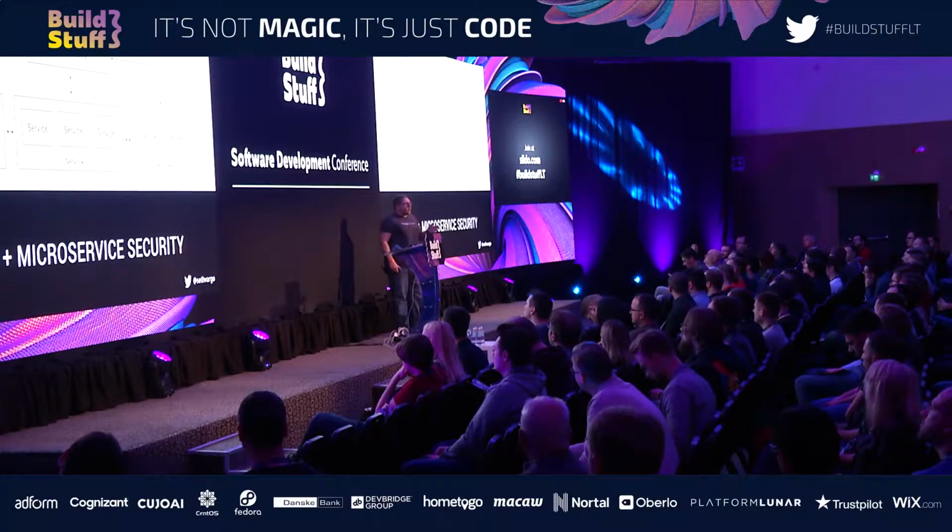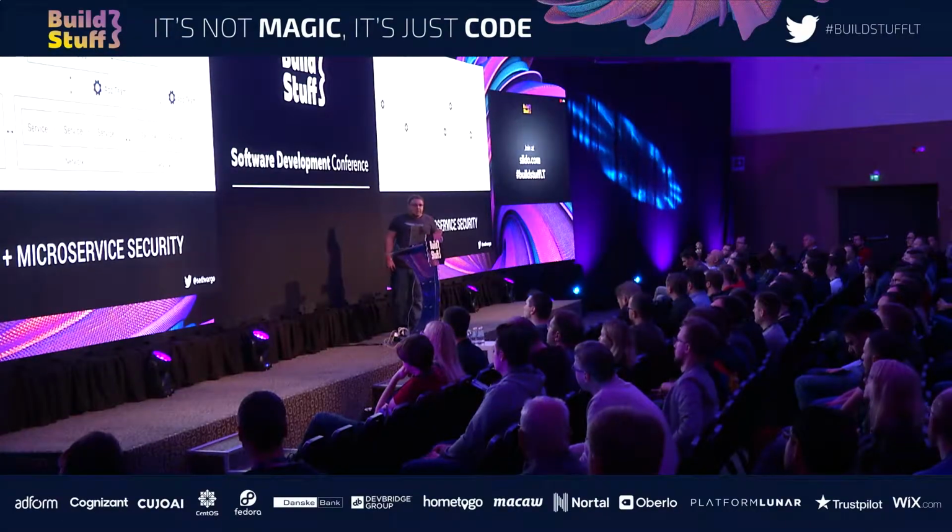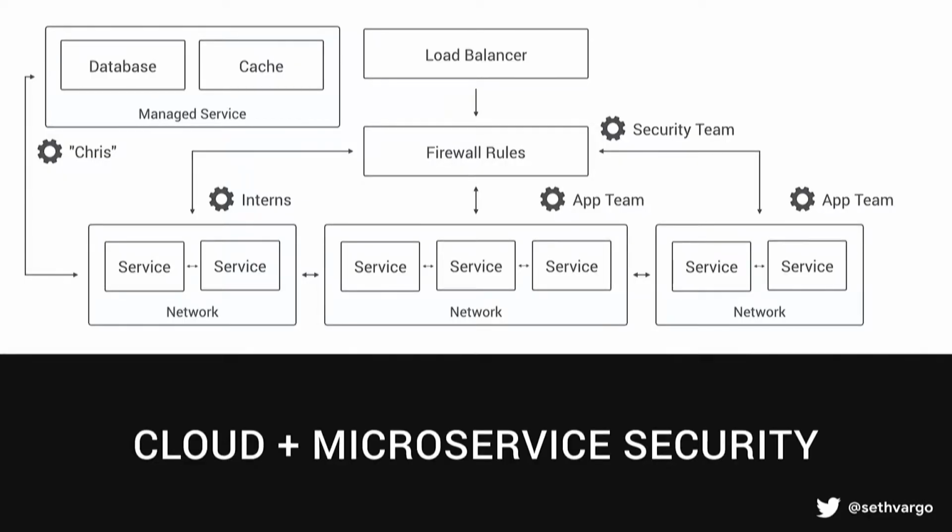Where this gets really complicated is that the teams that are managing these connections are not just one team. In the traditional architecture, we had the security team that managed the firewall. Now, we have the security team managing the firewall rules. Each individual application team kind of manages their own network stack and their own application stack. The interns manage this stack over here, and then Chris manages those managed services. How many people have Chris in their organization? Yeah, you know what I'm talking about.